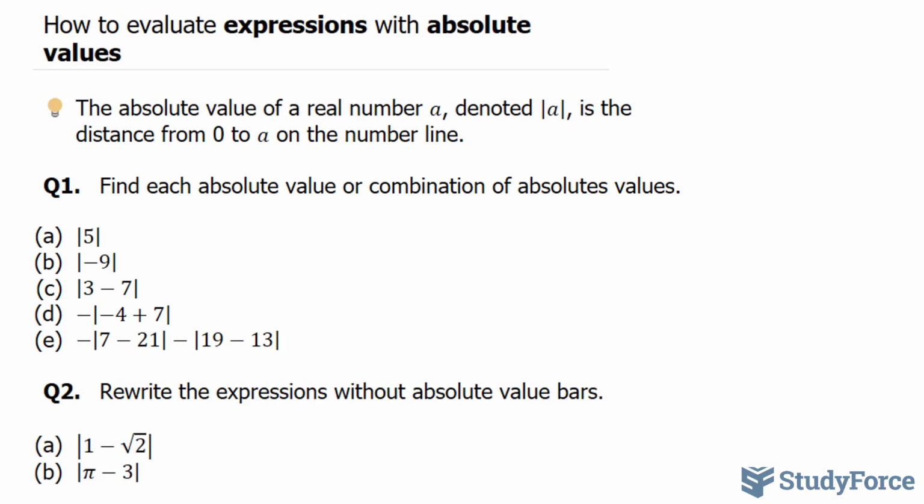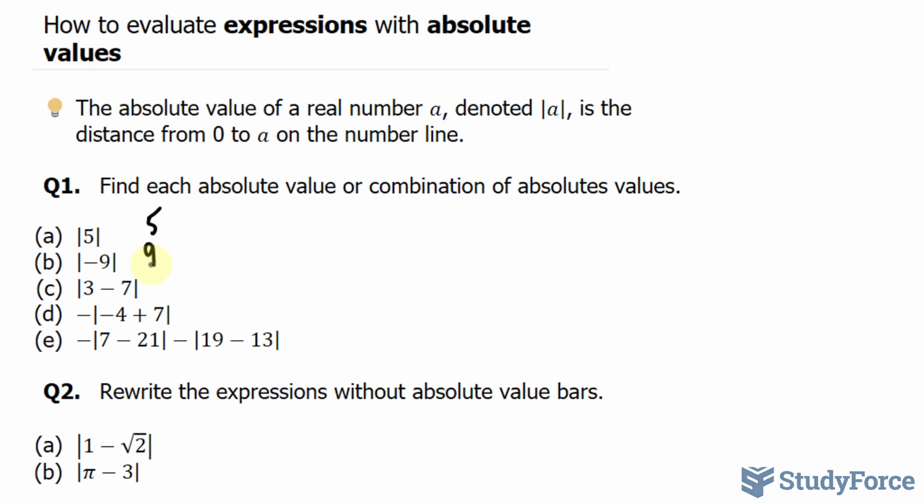Starting with question A, we have 5 as our number. It's already positive. So the distance from 0 to this positive number 5 is still 5. That's our answer. For question B, we have negative 9 as our number. The distance from negative 9 to 0 in magnitude is 9. So we get 9.